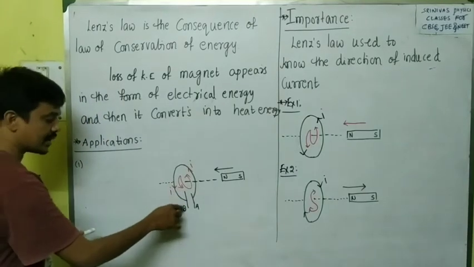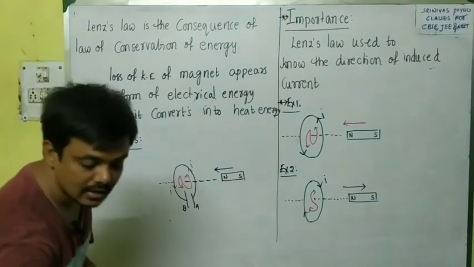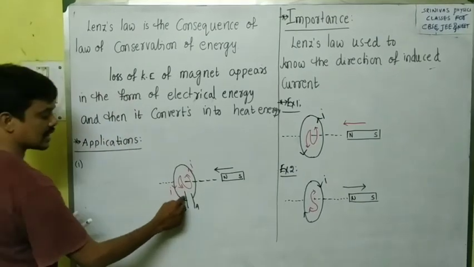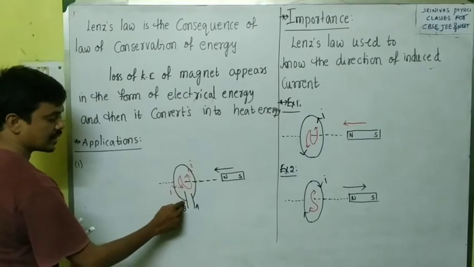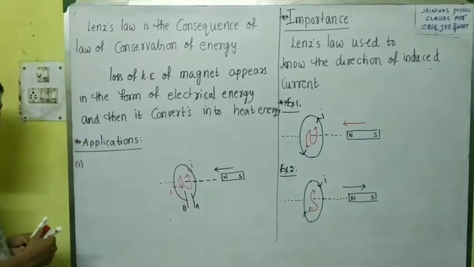That means the B plate loses electrons and the A plate gains the electrons. Electrons go like this, opposite to the direction of the current. Then the B plate loses the electrons. The A plate gains the electrons.